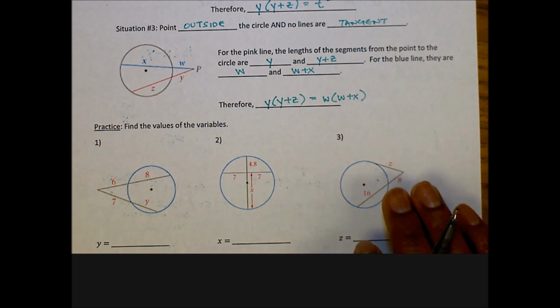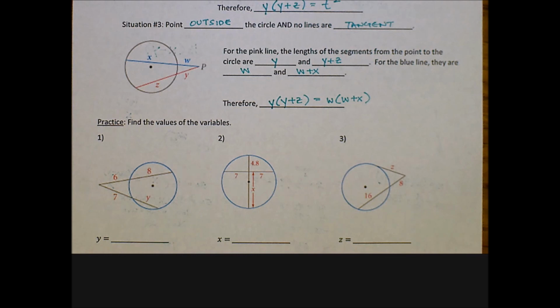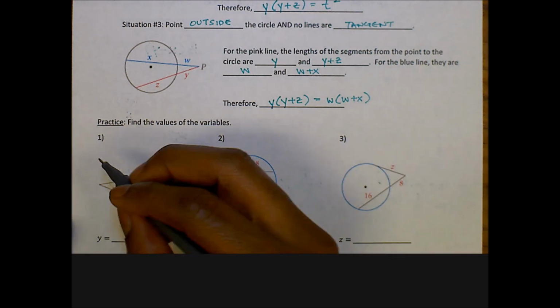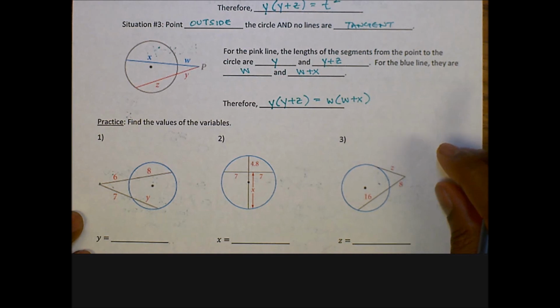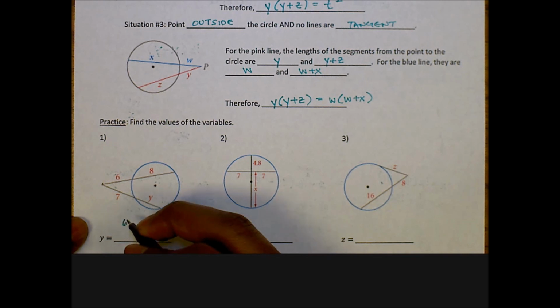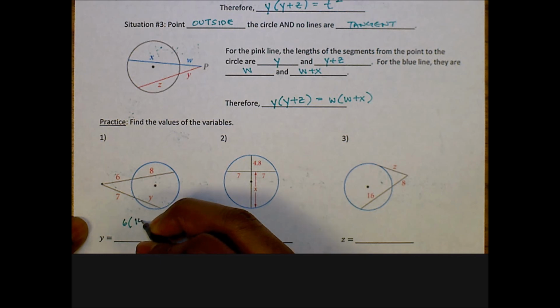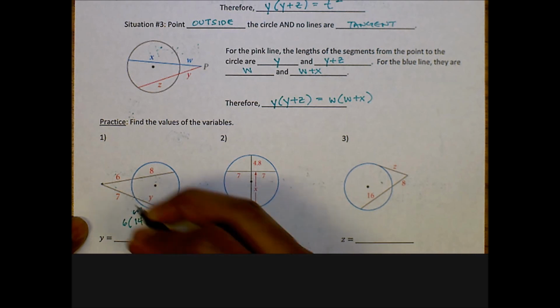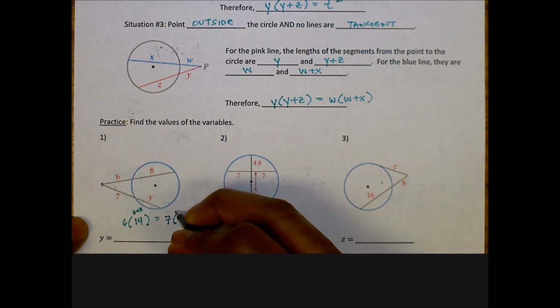These three examples are asking us to find the values of the variables. So here, for the first problem, we want to find the value for y. We'll use our theorem. This is a point outside the circle with no lines tangent. And so we have from the end of the circle 6, and then the entire thing from 6 to the other edge, 6 plus 8, 14. Remember we're getting that because it's 6 plus 8. And that should equal 7 from this edge to edge circle, and then 7 plus y.